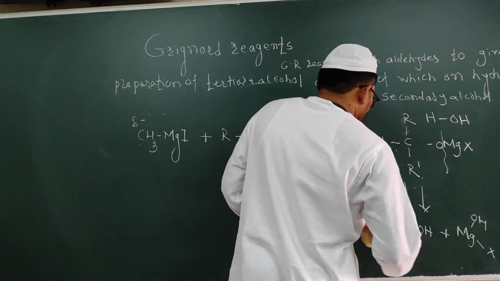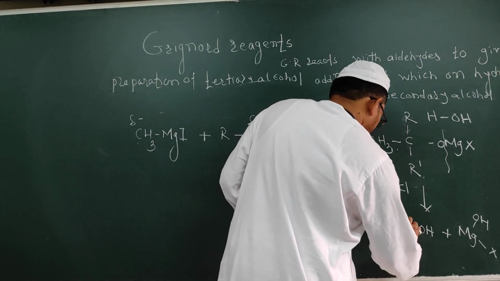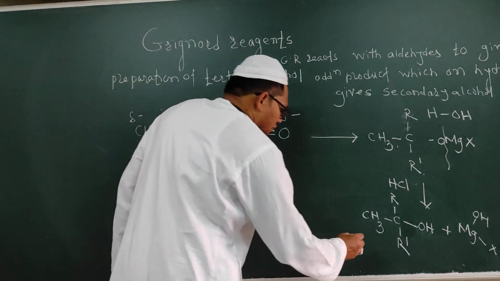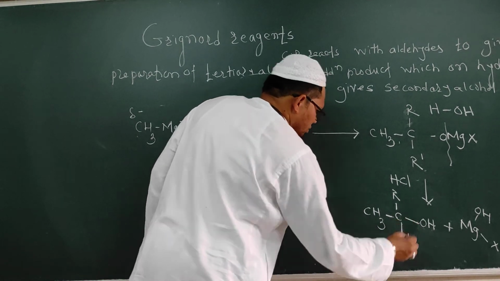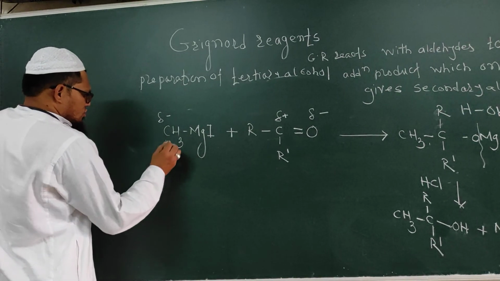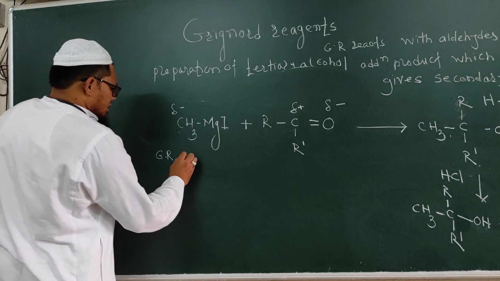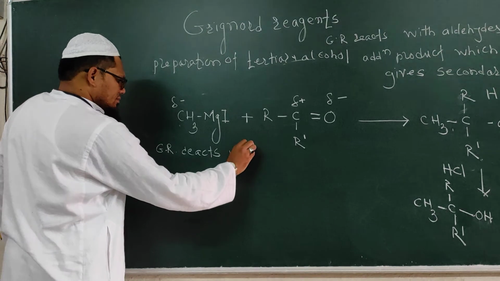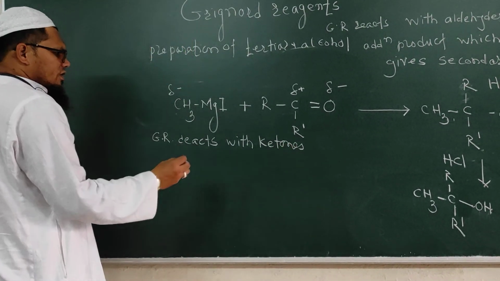And therefore R here will be R dash. In this way, this will be the preparation of a tertiary alcohol. This carbon atom is tertiary, three alkyl groups are attached here. So in this way, this methyl magnesium iodide or Grignard reagent reacts with a ketone to give a tertiary alcohol.